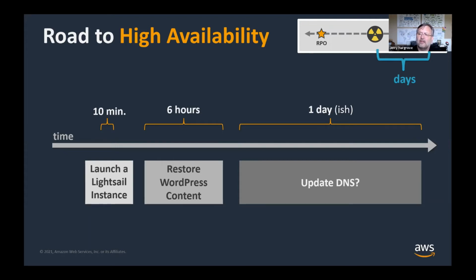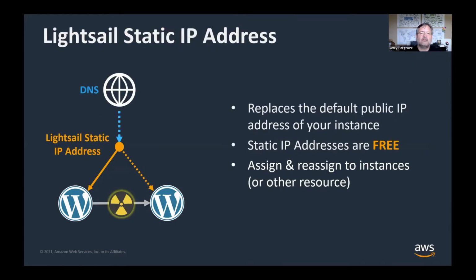And so we're going to do that by replacing that single public IP address with a static IP address. And this is pretty simple and straightforward. Lightsail provides you with the ability to replace your default public IP address of your instance with a static IP address. And static IP addresses are yours to keep and yours to use. Once you've allocated it, you can continue using that for as long as you'd like. And static IP addresses are free. There's no additional cost to these.